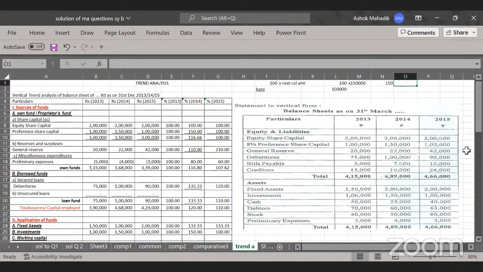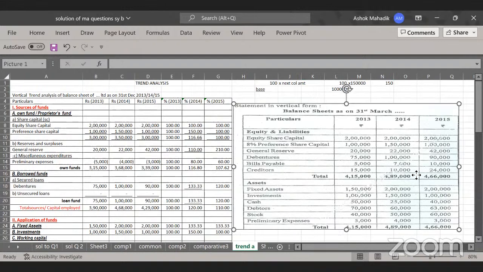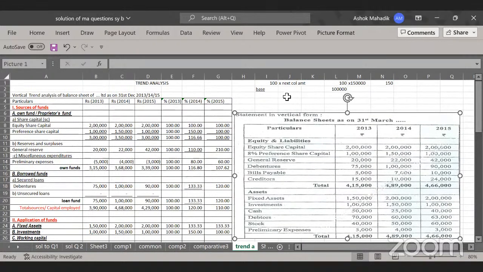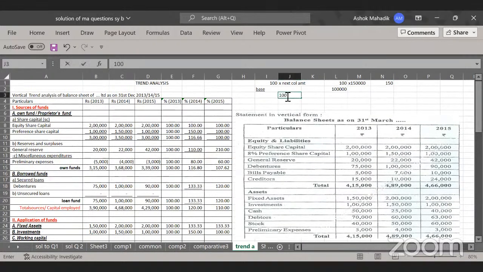How you will do it for general reserve students? I'll show you. For general reserve, 100 divided by year 1 general reserve value is 20,000. For second year value, to calculate percentage, multiply by second year value 22,000. So I get answer as 110. Those who have calci, after pressing equal, you will get the value 110. Directly enter third year value and press equal.